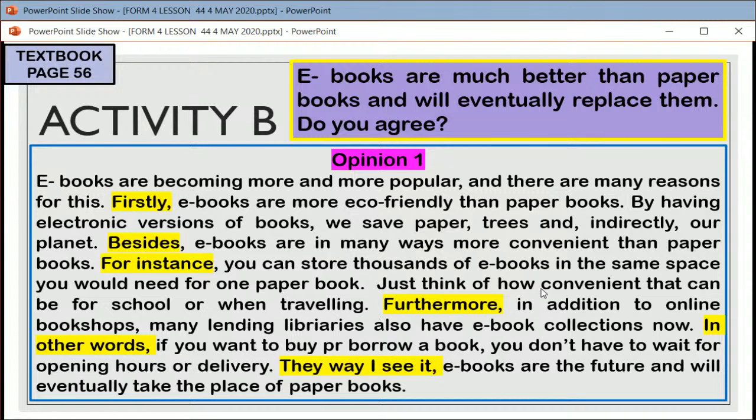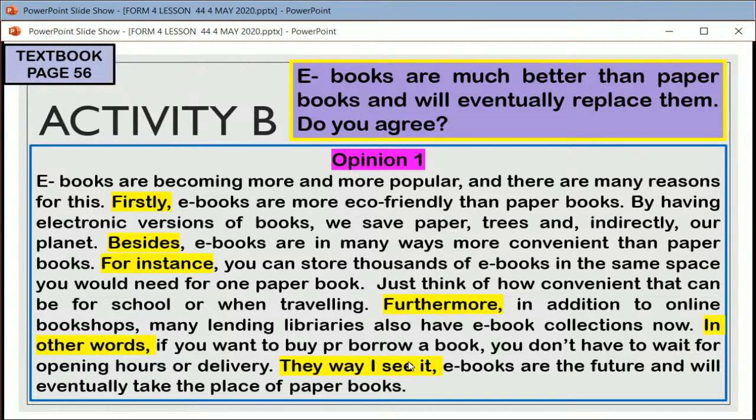Furthermore, in addition to online bookshops, many lending libraries also have ebook collections now. In other words, if you want to buy or borrow a book, you don't have to wait for opening hours or delivery.